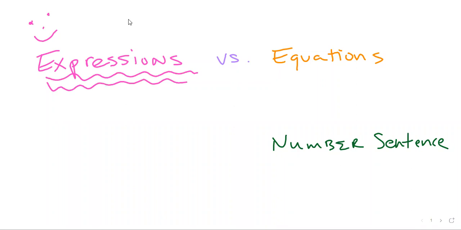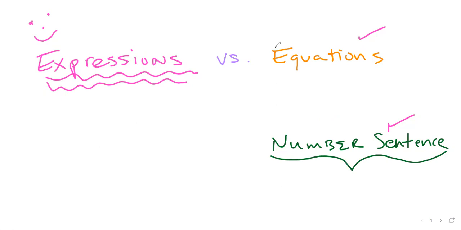We have equations and we have number sentences. So we're going to real quickly walk through what each one of these is and then focus on just expressions. So let's start with the number sentence because that's the one that consists of everything, right? Just like a sentence in a book, we have everything from the beginning to the end with the period at the end. So a number sentence is the exact same way.